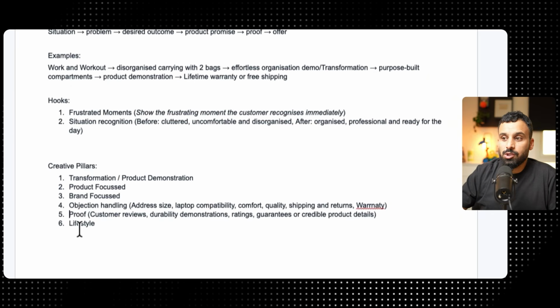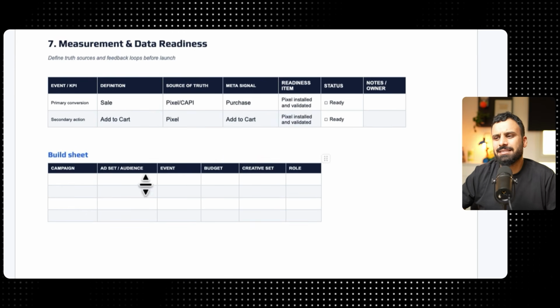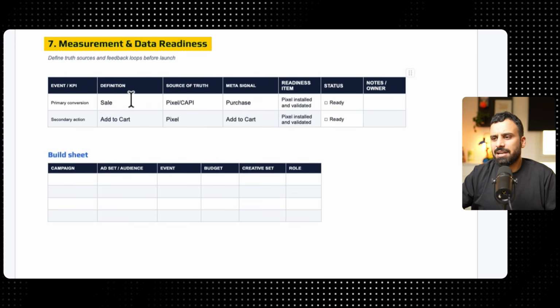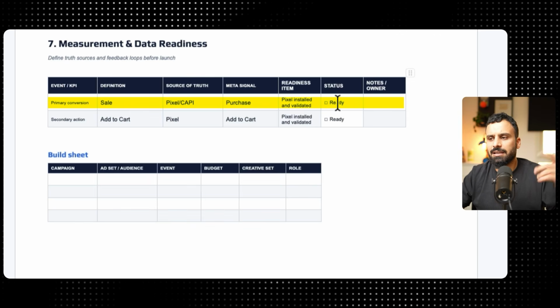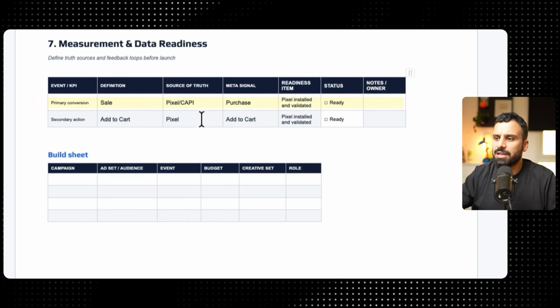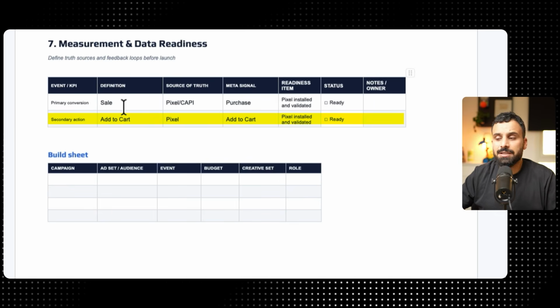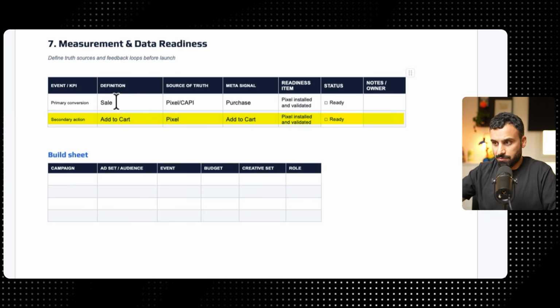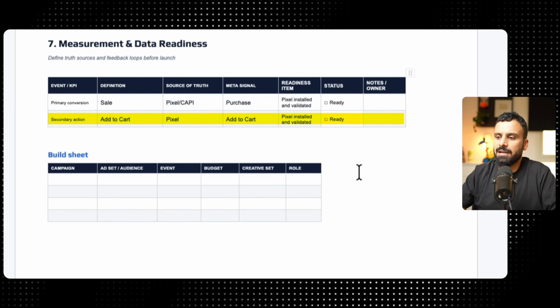Okay, now once you have this sorted out, then we have the measurement and data readiness. I don't want to focus here. Basically, it's straightforward. Primary conversion for them is sale. Is it ready, yes. Before launching the campaign, you have to check if add to cart is ready. These are the 2 important events in our campaign strategy, because in the campaigns which will go next, we need these 2 events and we just need to check if they are ready before the launch.